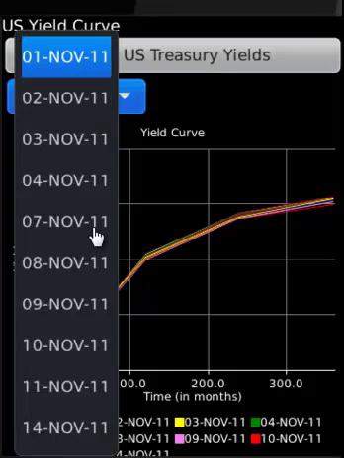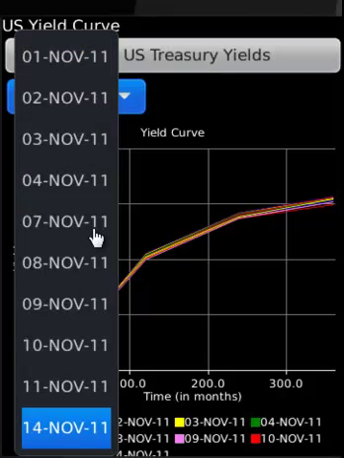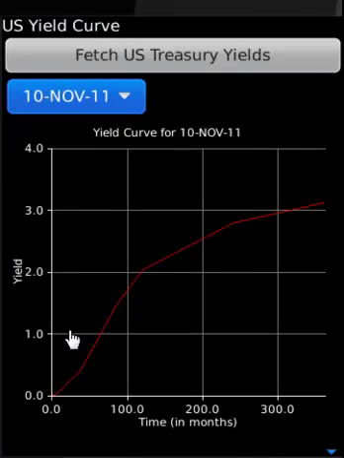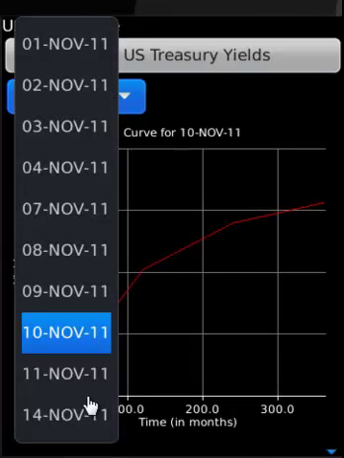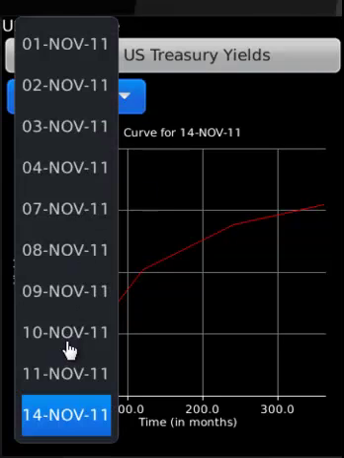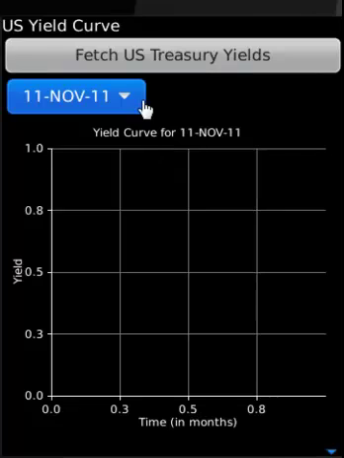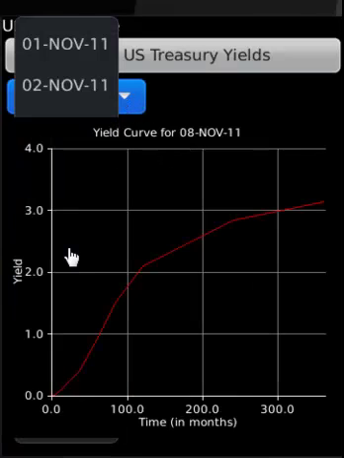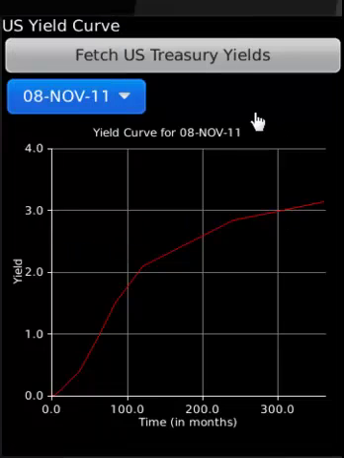So what we have here, we have the various dates for which the yield data is available. Say for 10th of November, that is how the data was, and 14th of November, and the 11th of November actually was Veterans Day, so no treasury yield was available for that particular day. So as you can see, using this you can actually plot the yield curve.